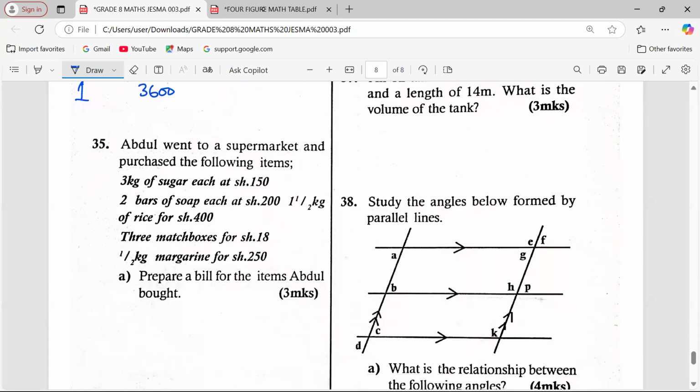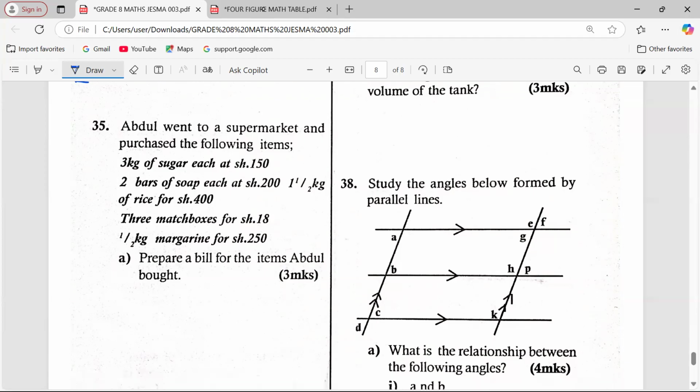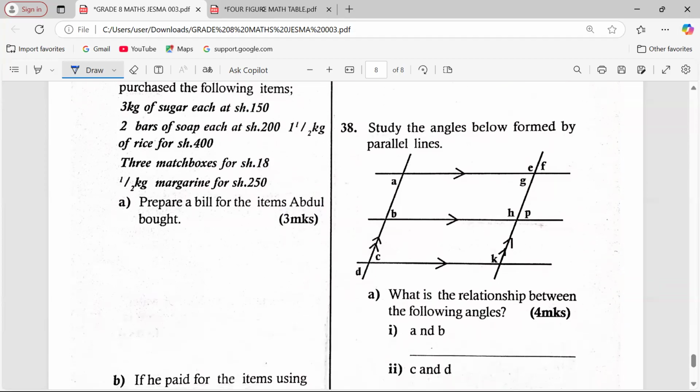And now in part 35, Abdul went to a supermarket and purchased the following items: 3 kgs of sugar, each at 150, 2 bars of soap, each at 200, and 1.5 kg of rice for 400, then 3 matchboxes for 18, half kg margarine for 250. Prepare a bill for Abdul.